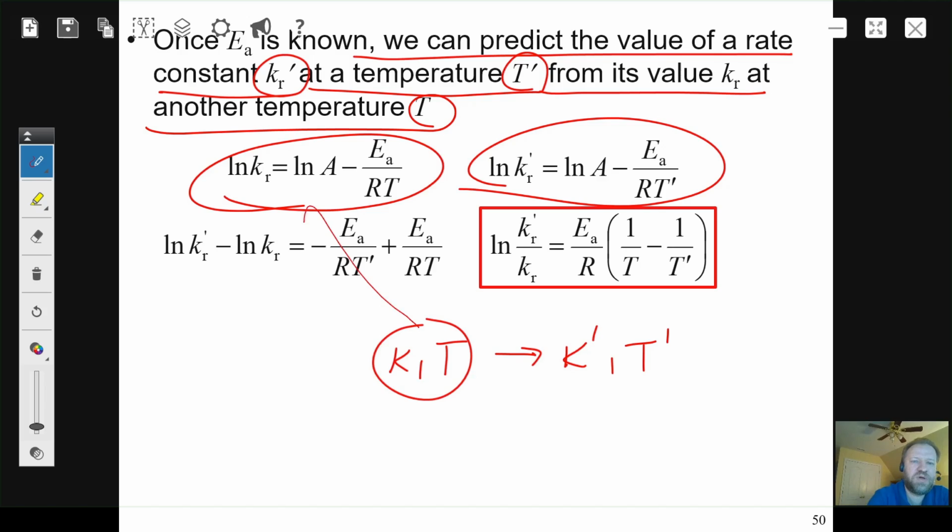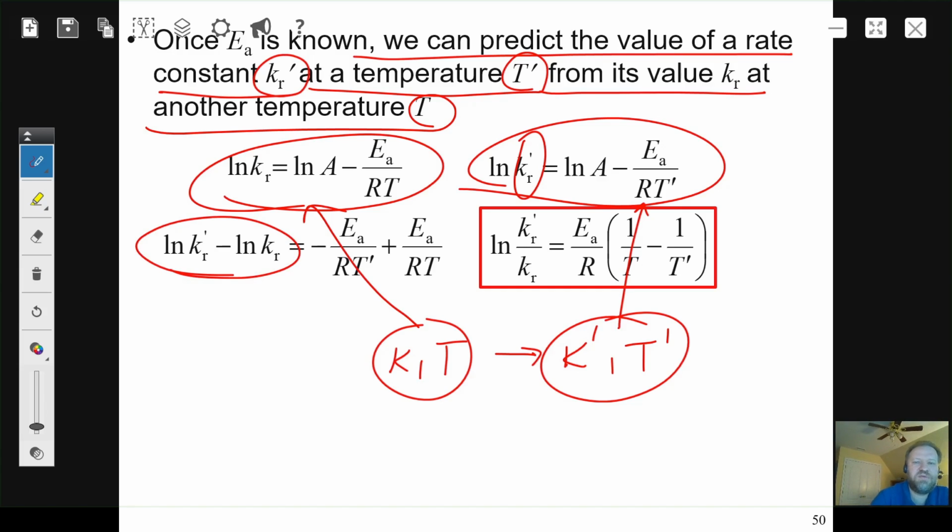So here, the first one on the left is written for the original rate constant K measured at temperature T. And then the second equation we write for temperature T prime, at which, of course, we expect the rate constant to change to the value K prime. Subtracting one from the other gives us the difference between the natural logs of the rate constants, of course, using the logarithmic identity that ln of x over y equals ln x minus ln y.